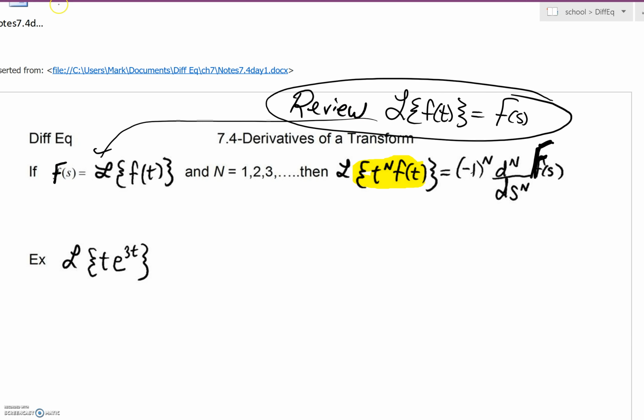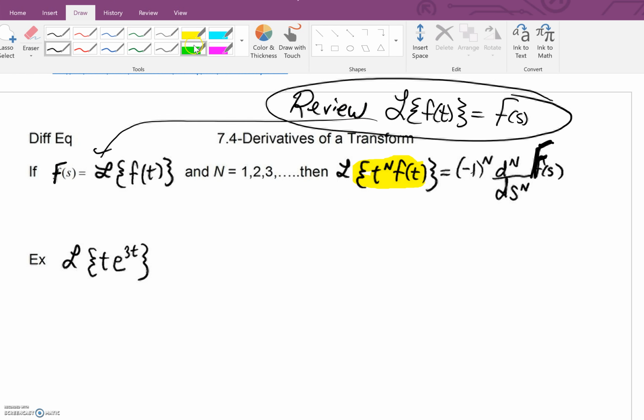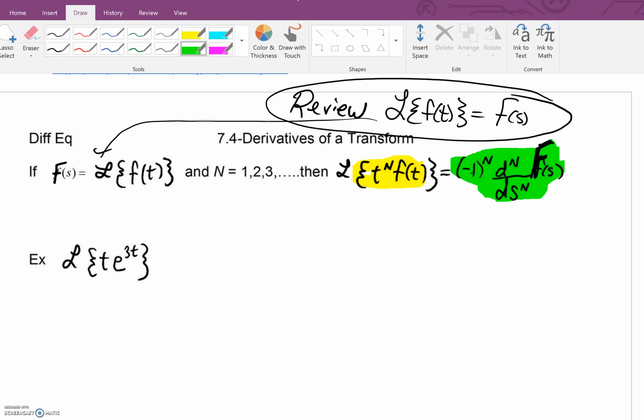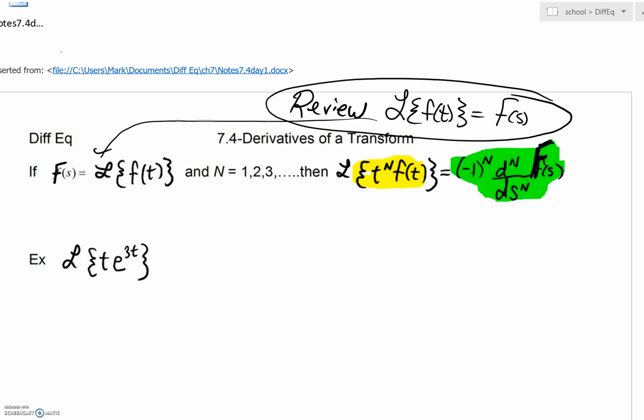What happens is this right-hand side. The exponent n becomes very, very important in this problem. You want to know what this transform is? It's -1 to the n, and it's going to be the nth derivative of capital F of s with respect to s. The nth derivative. So with no further ado, let's take a look at this.